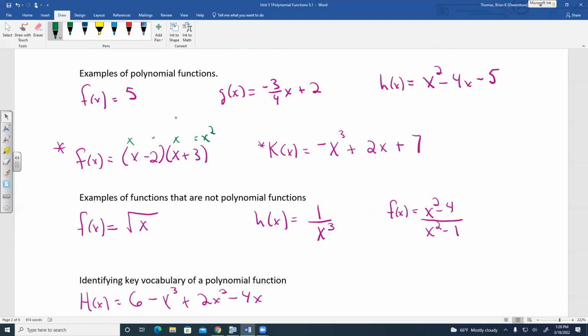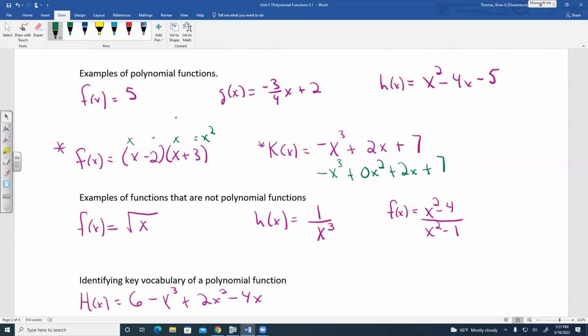K of x here, notice I have negative x cubed plus 2x plus 7. That would also be an example of a polynomial. Notice it's missing a term though. Negative x to the third, you actually have 0x squared missing, plus this 2x plus this 7. The degrees, remember, have to count down: degree 3, degree 2, degree 1, degree 0. When there's a term missing, it's understood that its coefficient is 0. That's why that term is missing, because when you multiply by 0, that term just drops out of the problem.